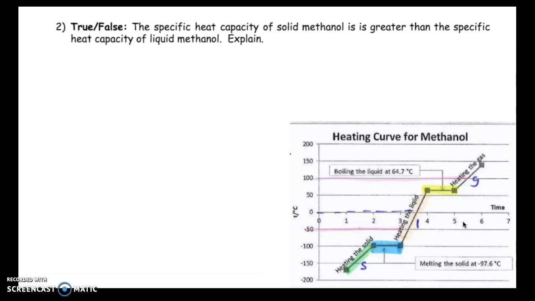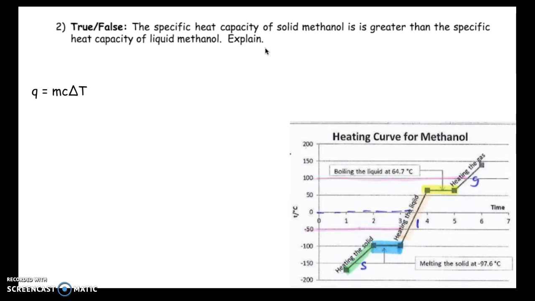Okay, next one, true or false? The specific heat capacity of solid methanol is greater than the specific heat capacity of liquid methanol, and explain. However, this one we're going to take our time a bit because specific heat capacity questions come up all the time on the AP exam, and because they're an opportunity for you to demonstrate not just your chemistry knowledge, but also your math knowledge as well.